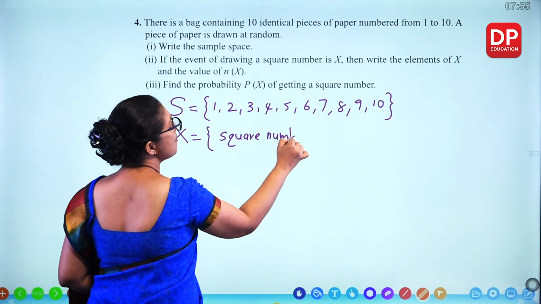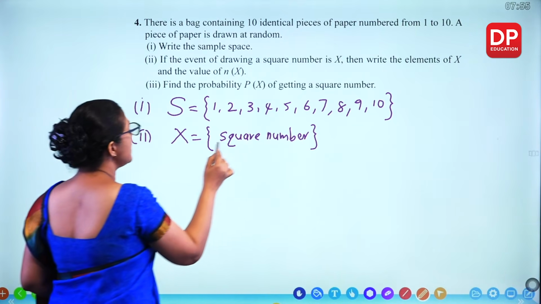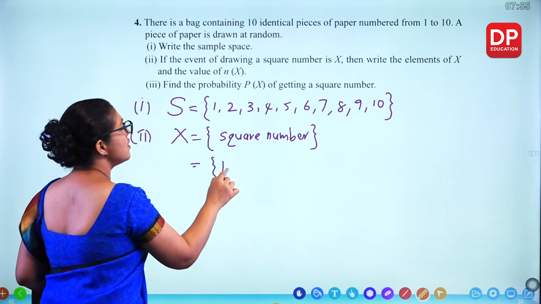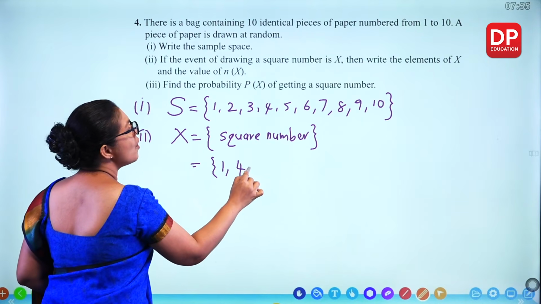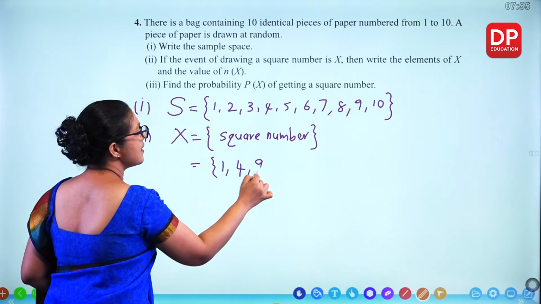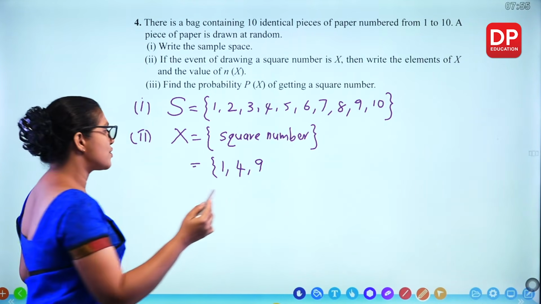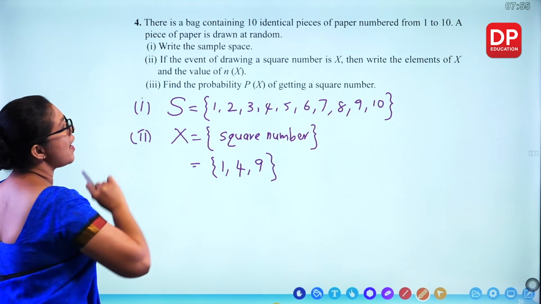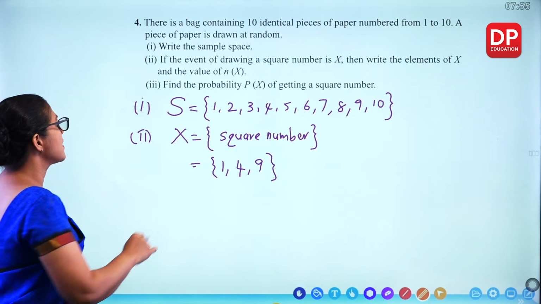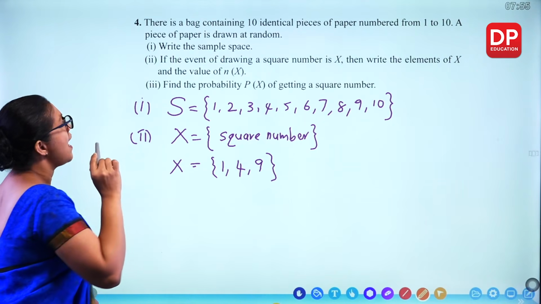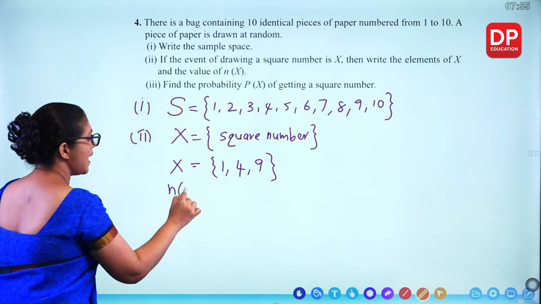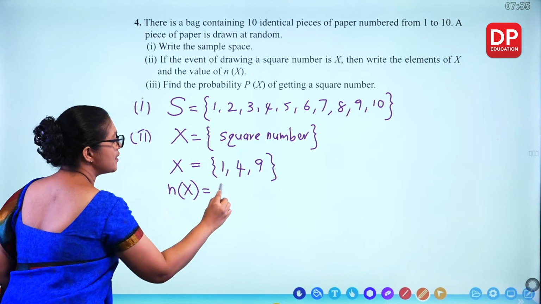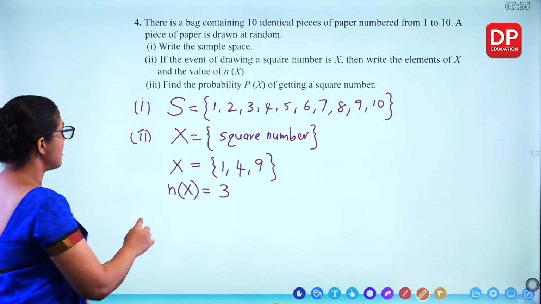Getting a square number. What are square numbers? 1 squared is 1, 2 squared is 4, 3 squared is 9, 4 squared is 16. So 16 is not there. So 1, 4, 9. So write down the elements of x. So that's x. And find n(x), the number of elements in x: 1, 2, 3. So 3 is the answer.